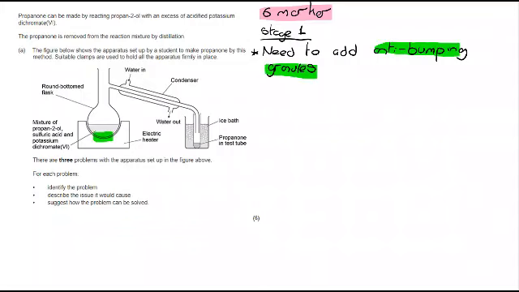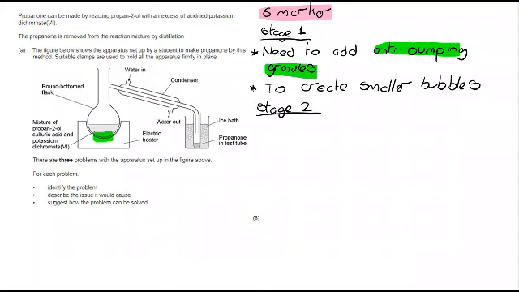Why do we need the anti-bumping granules? Well, they actually prevent the formation of larger bubbles or lead to the creation of smaller bubbles. And that means you're not going to get the apparatus moving around, bumping around, hence the name. And if that's the case, we have now fixed that problem. That allows us to move to stage 2.